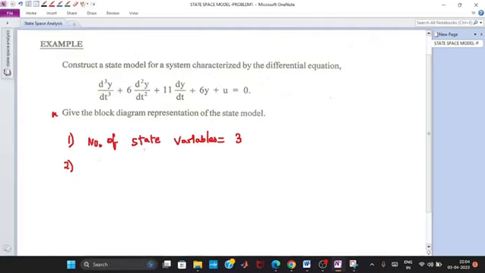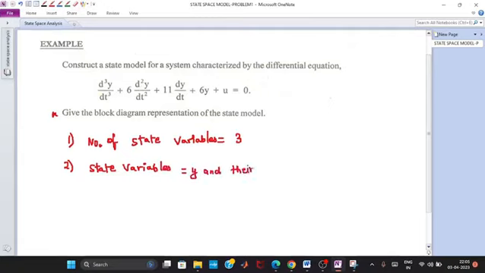Here the number of state variables is 3, and among the variables y and u, which variable can you keep as the state variable, right? Since the given equation involves a third degree polynomial of y, let me consider the state variable as y and its derivatives.